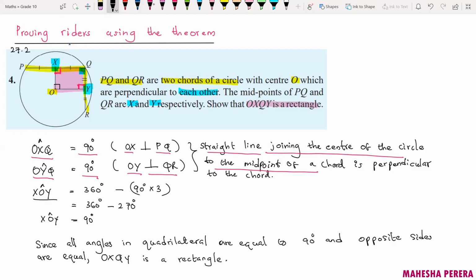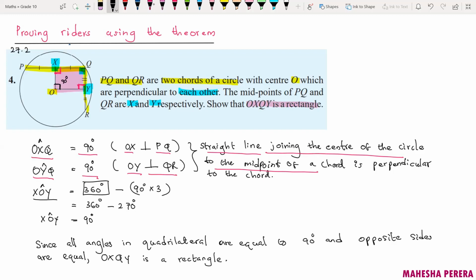Now, why did I write 360 degrees here? Because the sum of the angles of a quadrilateral is 360 degrees. So this angle also 90 degrees. Now each angle of this quadrilateral is 90 degrees. All vertex angles are 90 degrees. So this can become even a square, right?